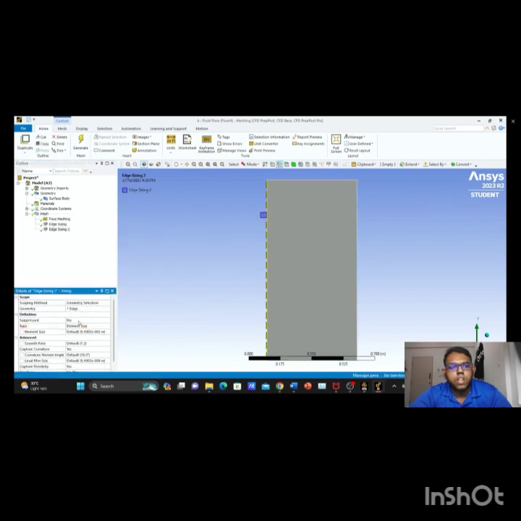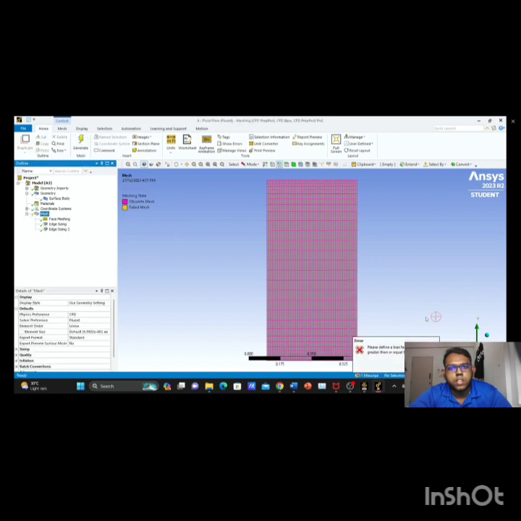Next, we click on the left edge and insert the number of divisions, which in this case is 60. Change the behavior to hard, and we add a bias for this. The bias factor will be 70. Next, we generate the mesh. This is roughly the mesh that we get.